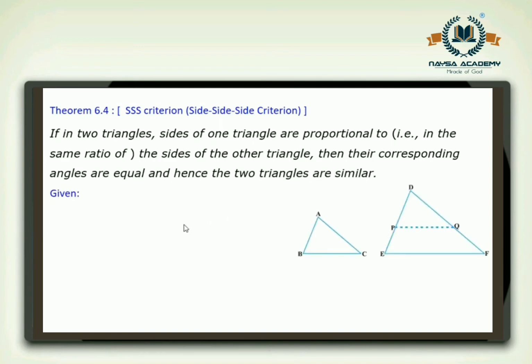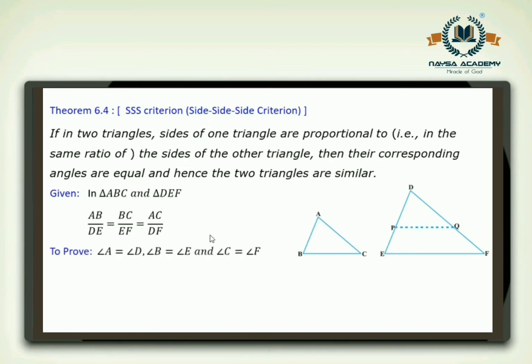So again here it is given that in triangle ABC and triangle DEF, AB upon DE equal to BC upon EF equal to AC upon DF. We have to prove that angle A equal to angle D, angle B equal to angle E and angle C equal to angle F. And hence we have to prove that triangle ABC is similar to triangle DEF.